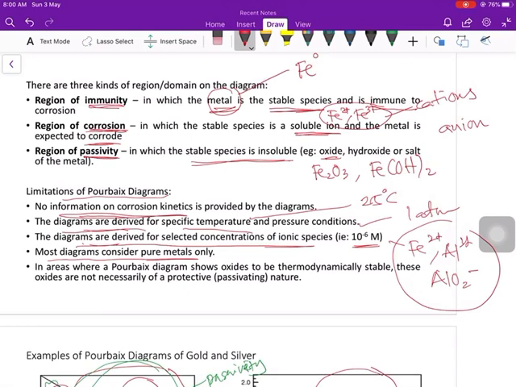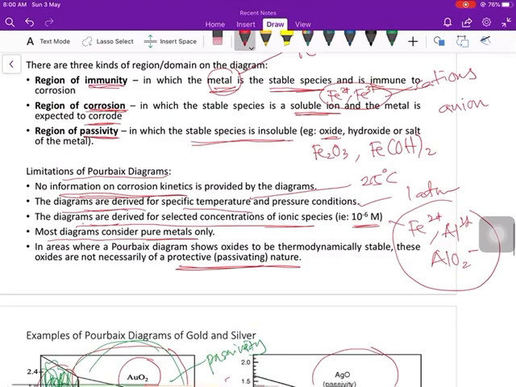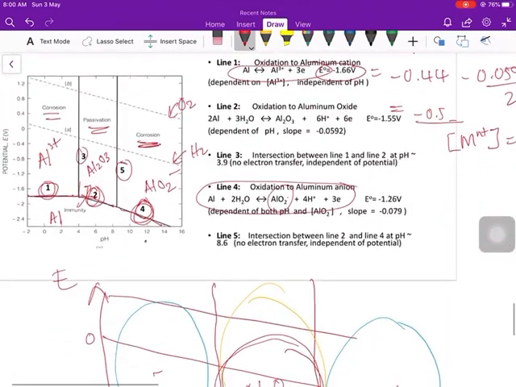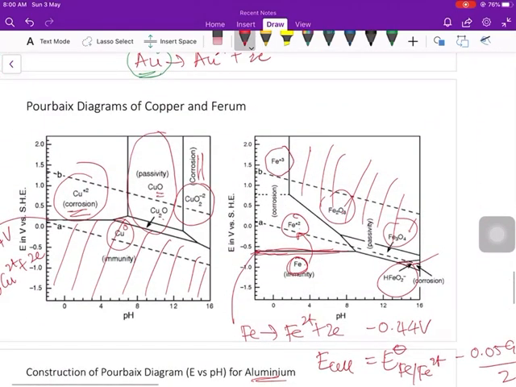In areas where the Pourbaix diagram shows an oxide to be thermodynamically stable, these oxides are not necessarily protective in nature. What does it mean? For example, ferrum will form oxide here, and you can predict that the corrosion rate, the kinetics, is slow, but when you check, probably the corrosion rate is high, very fast, because as you know, ferrum will form an oxide, but it's not very intact. It can flake off, so it can still corrode. Thank you.